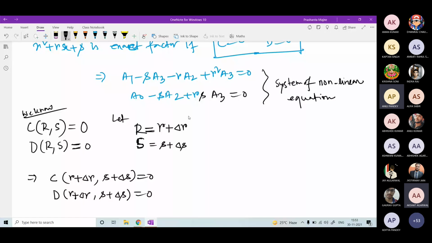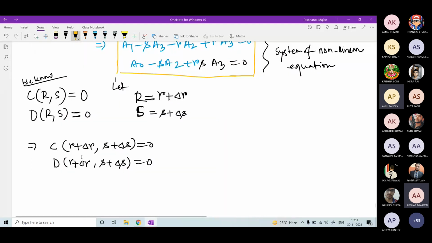Remember, I am telling you how to solve a nonlinear equation by an iterative method. It is known as Newton's method. If you know some other trick, then you can directly apply that trick to solve for R and S. But it is very difficult to do. That is why I am telling you an iterative method to solve nonlinear equations.